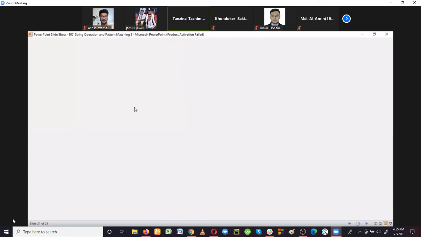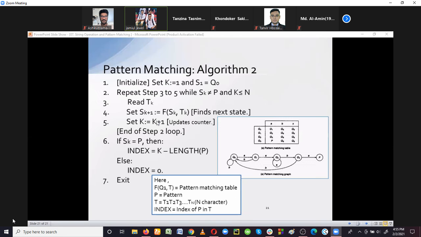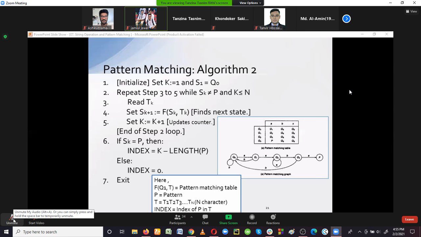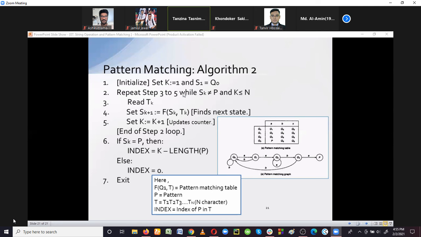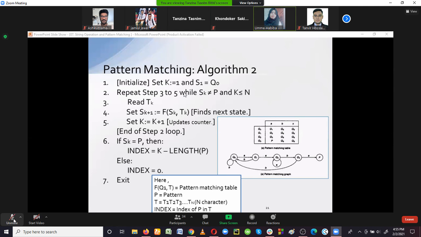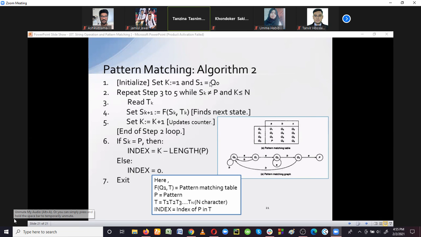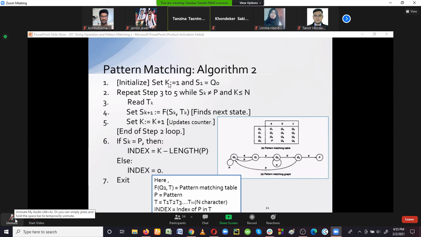Q3. This is our algorithm. Can you see it? This is the second pattern matching algorithm. The first step is the initialization step: set k equals to 1 and s1 equals to q0.